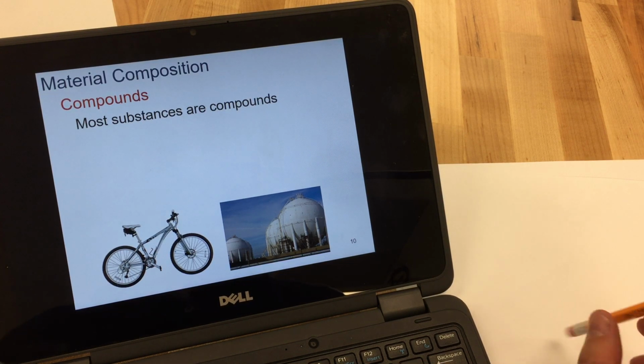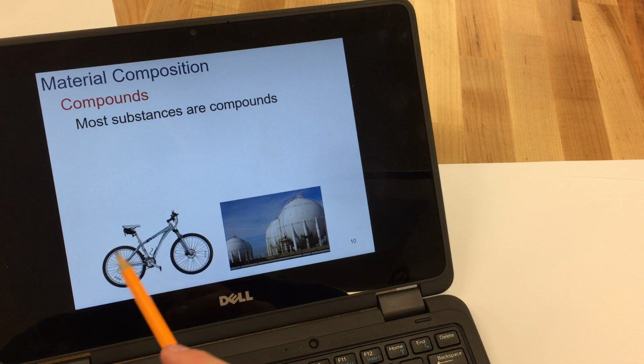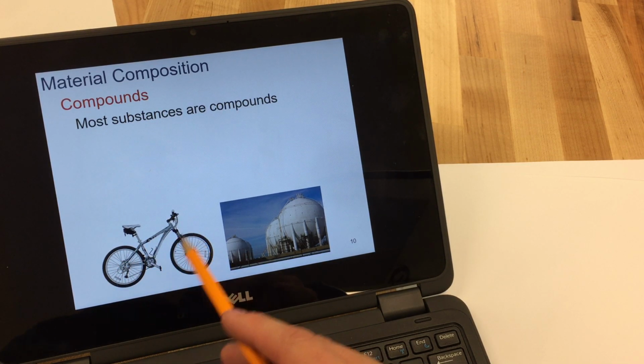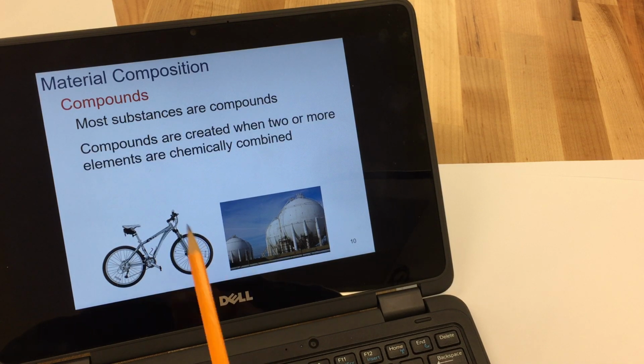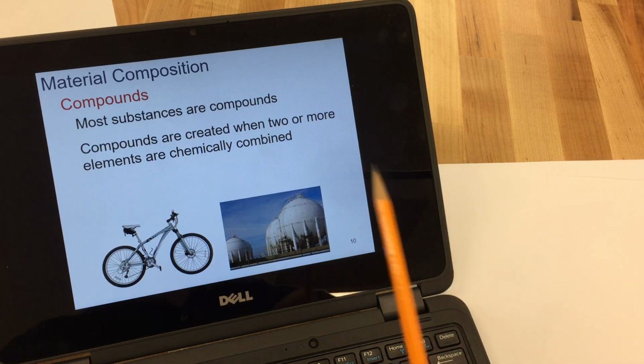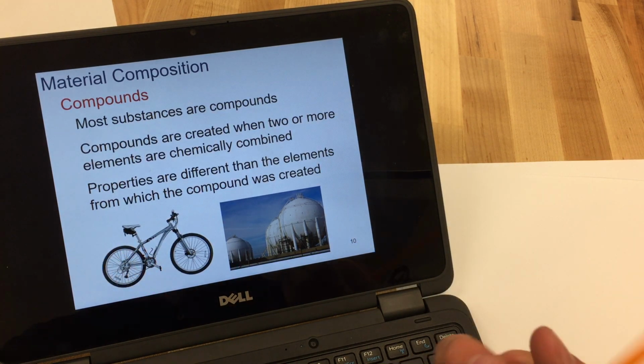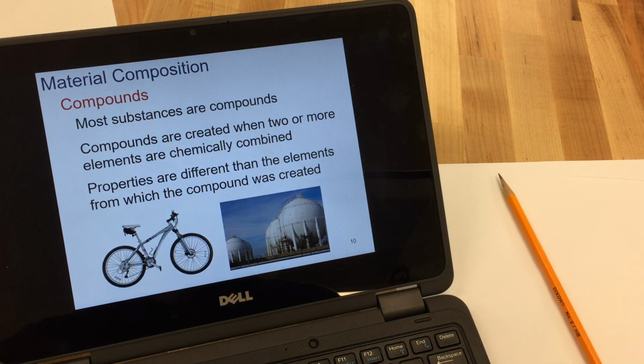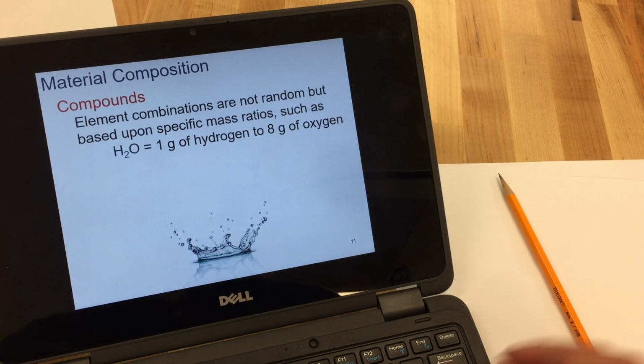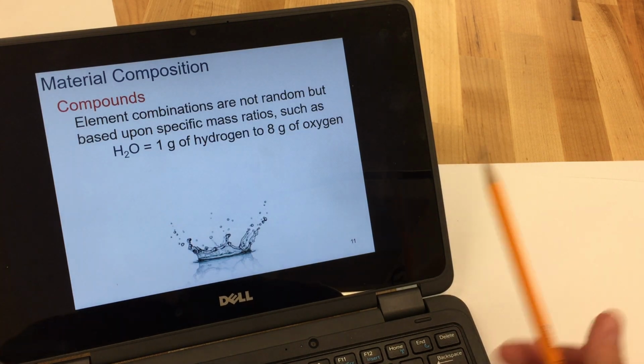Material composition, compounds. Most substances are compounds. All right, so for example, we have rubber here. We have some aluminum bike. We have a cable that's used, some other sort of foam seating for the seat, rubber for the handles. Okay, compounds are created when two or more elements are chemically combined. All right, vulcanized rubber. All right, tires.